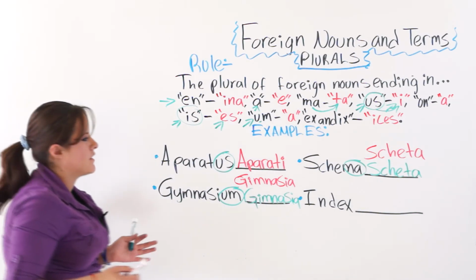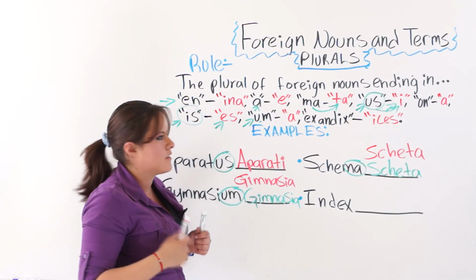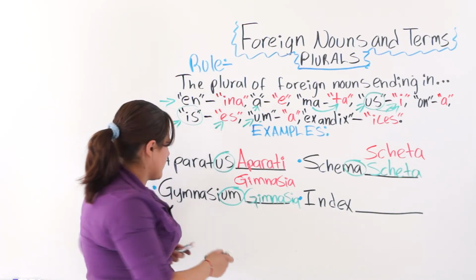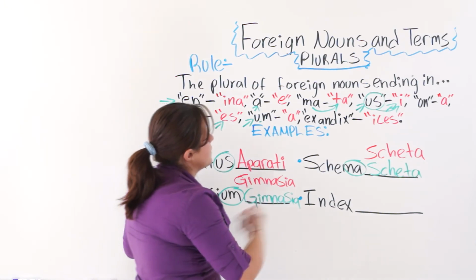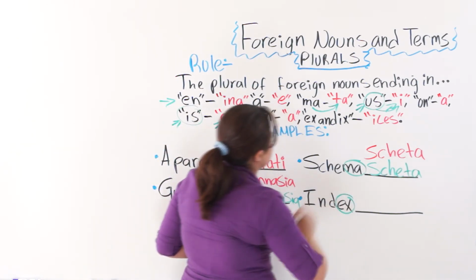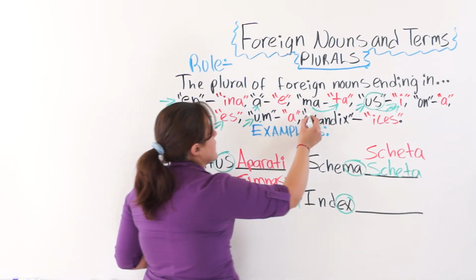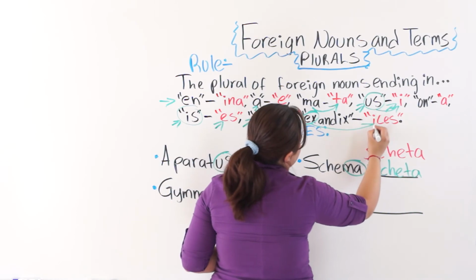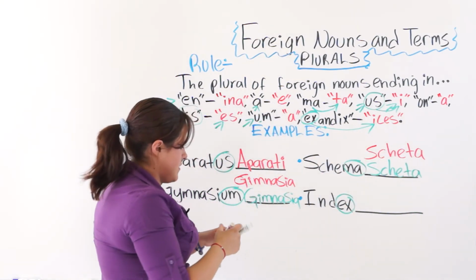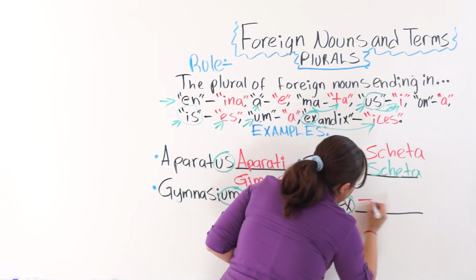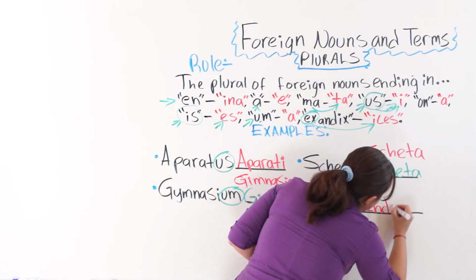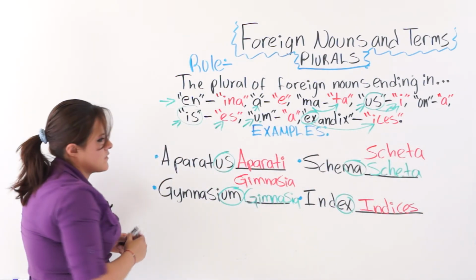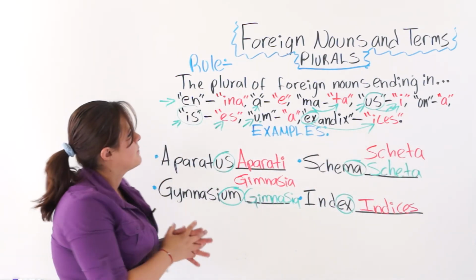And the last one says index, a very common word in English vocabulary. It is a foreign noun, but it is very common. So we know that it ends in EX. We go to our rule. We find the EX. We know that EX and IX are supposed to be replaced by ICES. So we will go ahead and write indices. Not indexes, indices. All right?